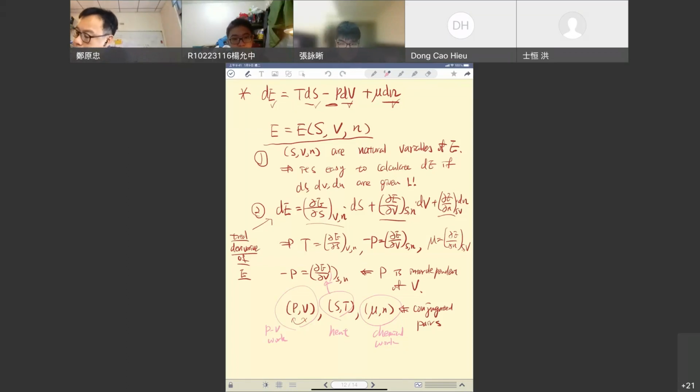And this idea about natural variables and the conjugated pairs can be generalized using some mathematics. So next we must review a few important mathematical results regarding functions. Okay. So these fundamental equations of thermodynamics are very useful, very powerful.